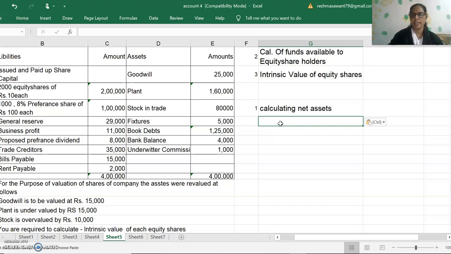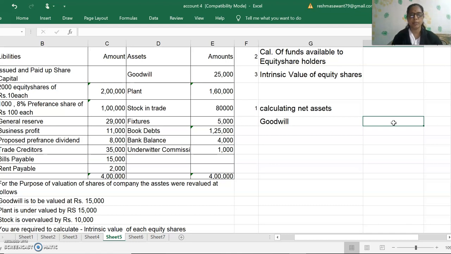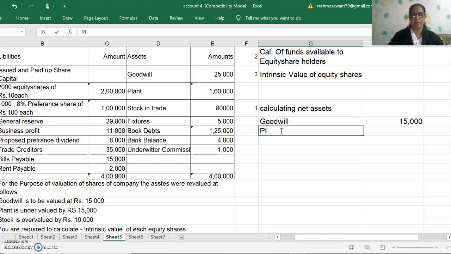The first heading is your goodwill. Goodwill valuation: make sure whatever the amounts are, they are considered from your adjustment, or realisable value should be recorded for the calculation of your net asset. So goodwill rupees 15,000. Then plant, what is the amount of plant in your balance sheet? In your balance sheet, the book value gives you 1,60,000.